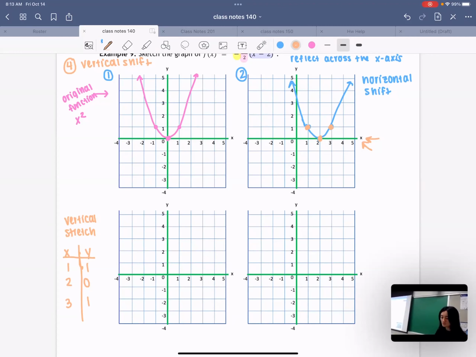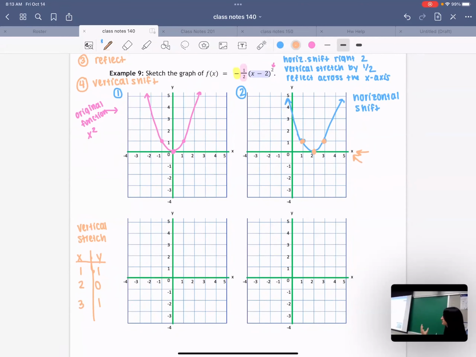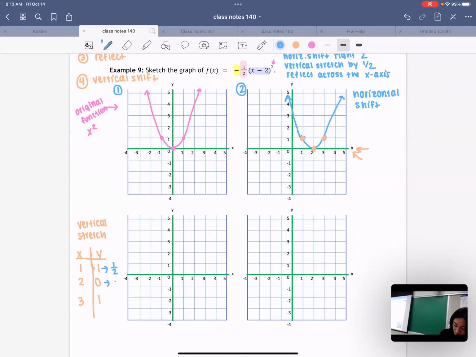What we do from here is take my 1/2, which is the factor that I'm vertically stretching by, and multiply each point's y-value by 1/2. So 1 times 1/2 is 1/2. 0 times 1/2 is 0. And 1 times 1/2 is 1/2. Once I'm here, I have 3 new points to draw. I have 1, 1/2, which is here. I have 2, 0, and then 3, 1/2.